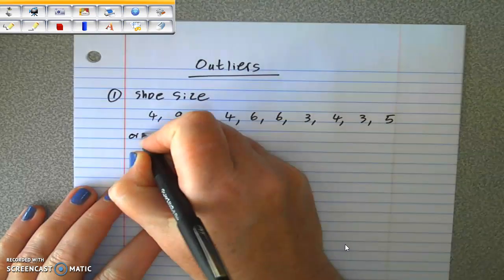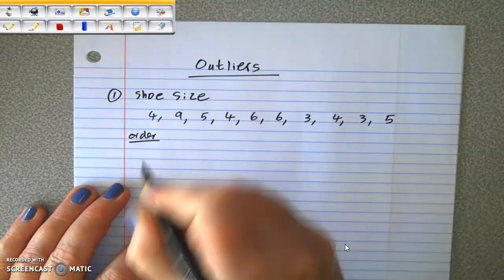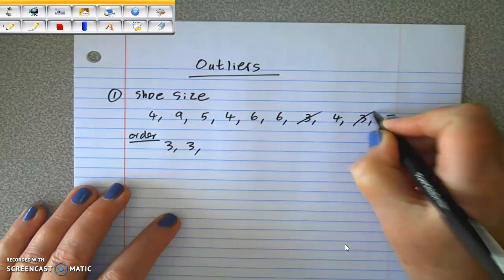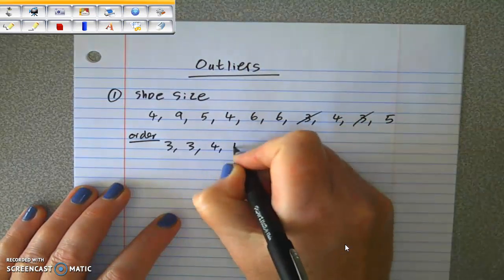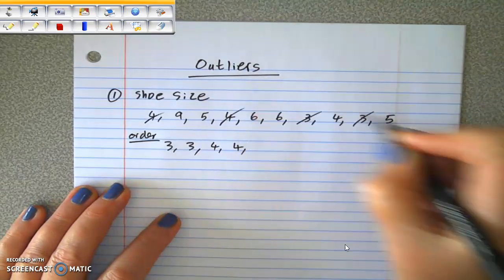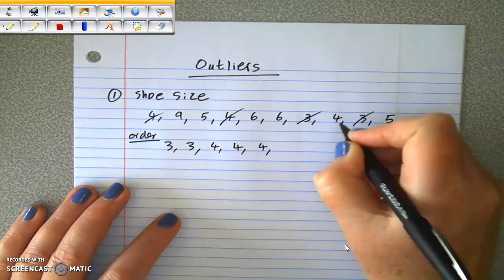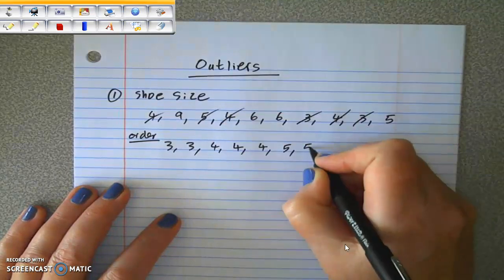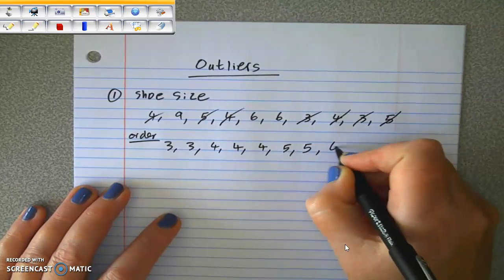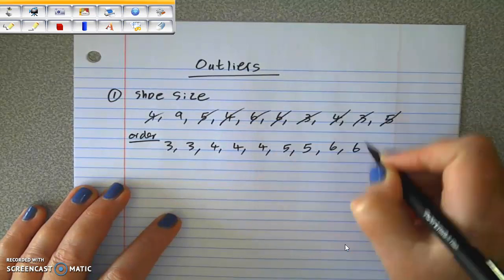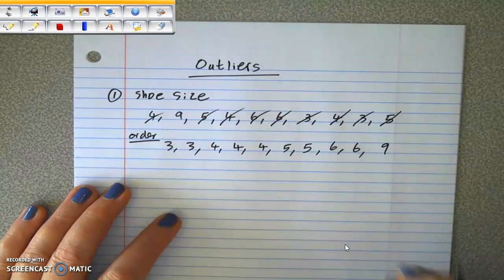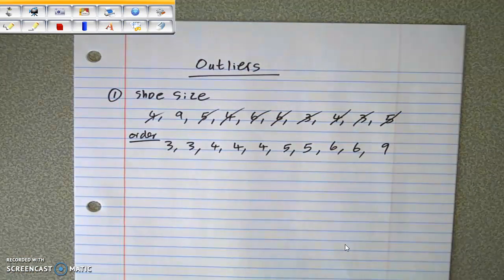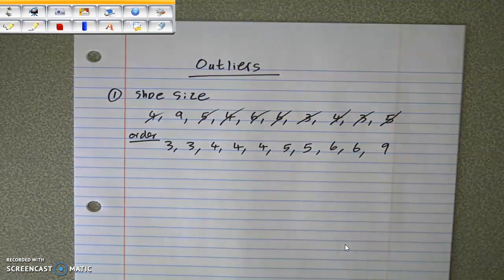Let's order the numbers. It's always a good idea when you start working with a data set to order the numbers. And when I'm ordering, I always cross off so that I know that I've got everything. So those are my data elements. And you can see that there's a gap between the 6 and the 9. And the 9 doesn't appear to belong.